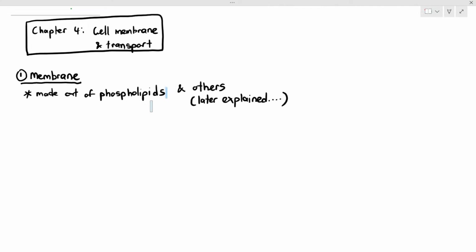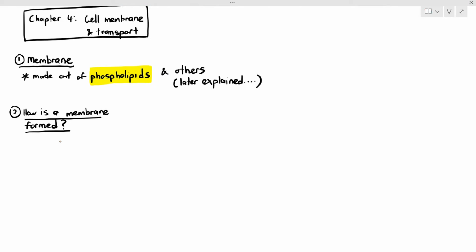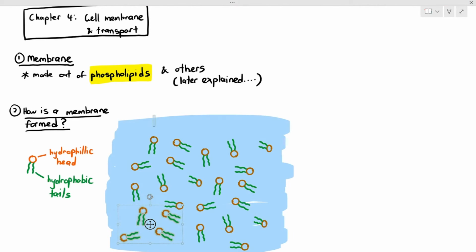What do I mean by that? How is a membrane formed? The basic structure of the membrane. Imagine for a second you have many phospholipid molecules. I've simplified the phospholipids to its hydrophilic head and hydrophobic tails, as you can see there. And imagine then if we just basically put them in water.